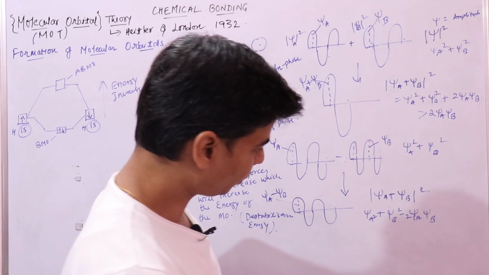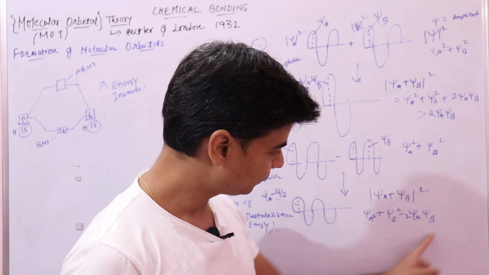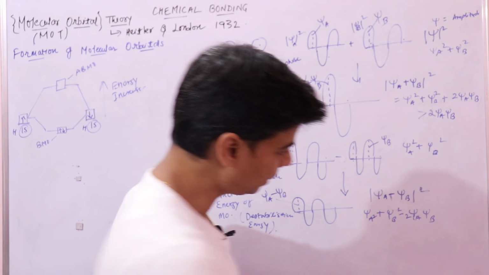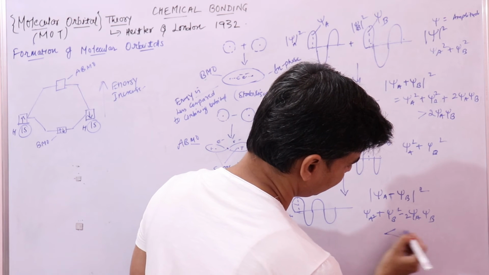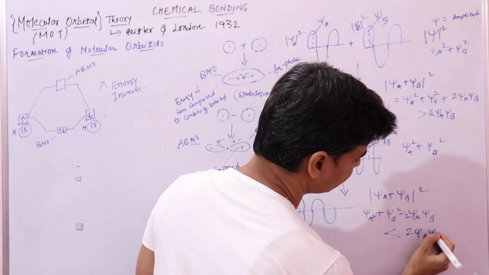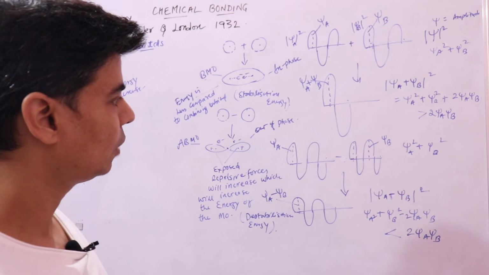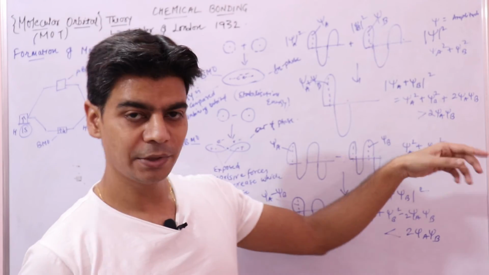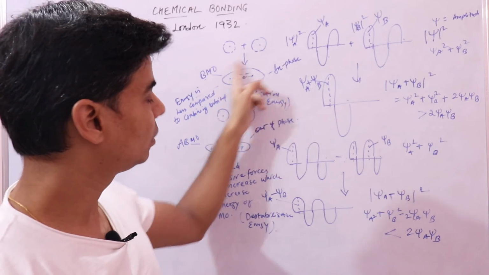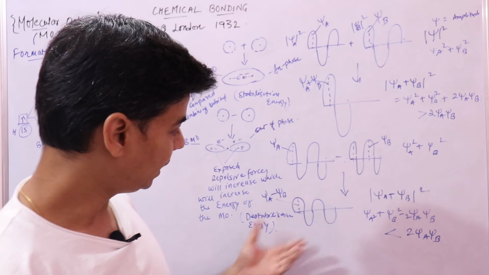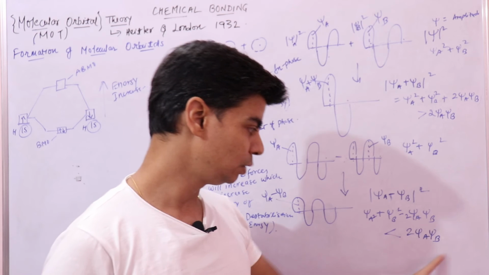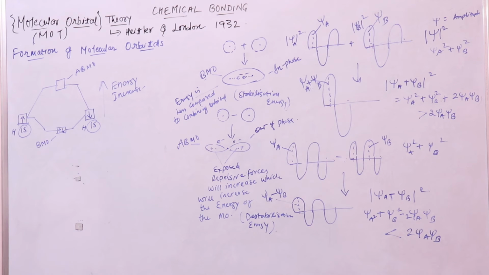If you look at this, the probability of finding the electron is less in this smaller wave, less by 2 psi a psi b, right? So now we have proved mathematically that the probability of finding the electron in the bonding molecular orbital is greater by 2 psi a psi b, and in the antibonding molecular orbital is less by 2 psi a psi b, right? I hope this is clear. Now we'll see another thing.